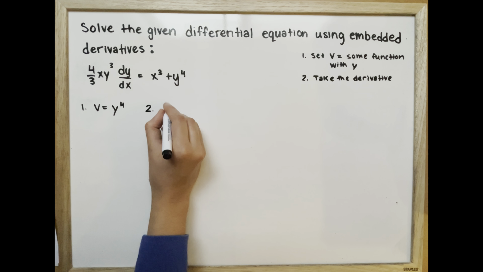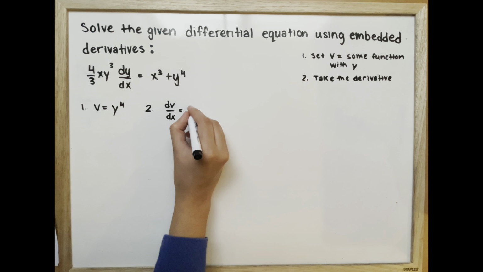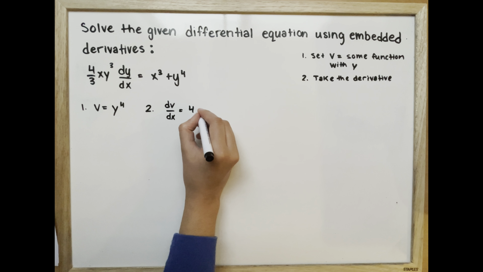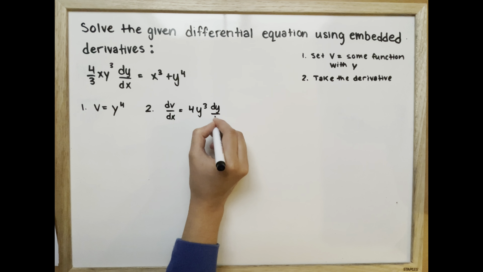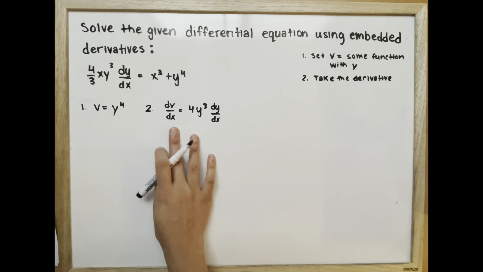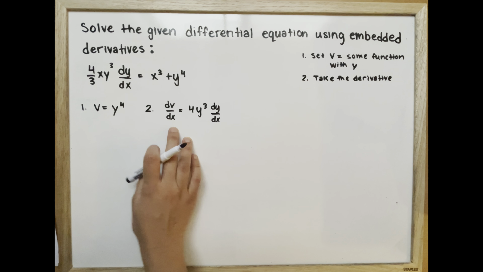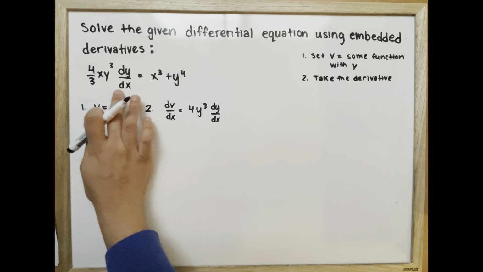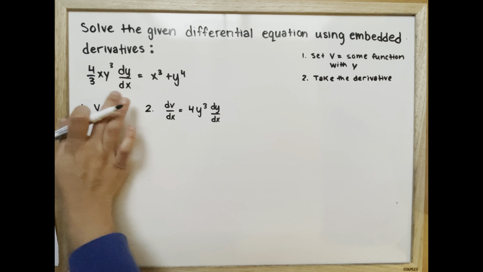Step number 2, we're going to take the derivative. So we're going to get dv over dx is equal to 4y cubed dy over dx. So now we're going to take this function that we got, the derivative that we took, so we can set our dv over dx equal to some of these terms in the left side.